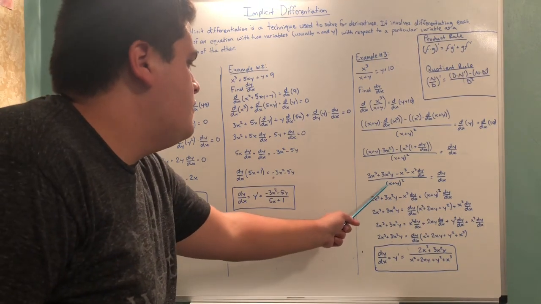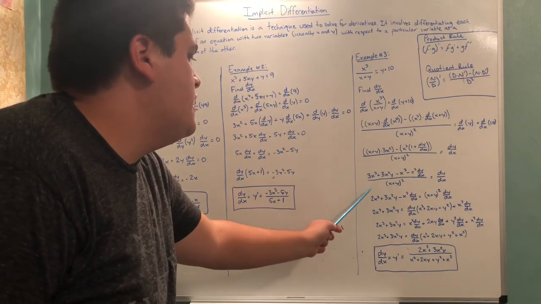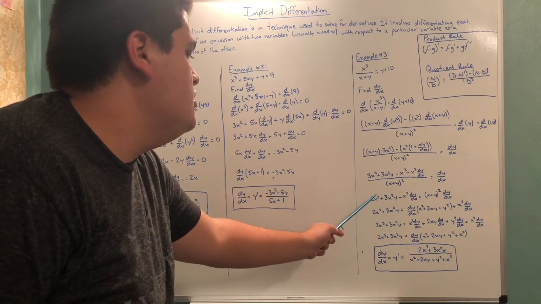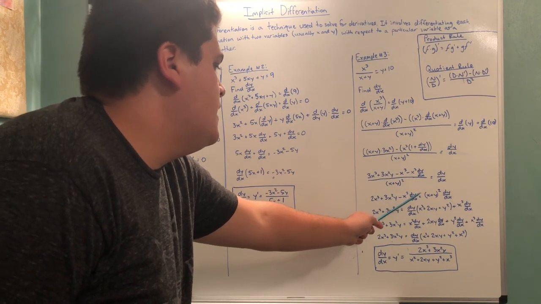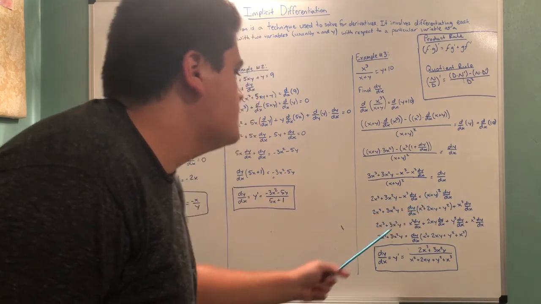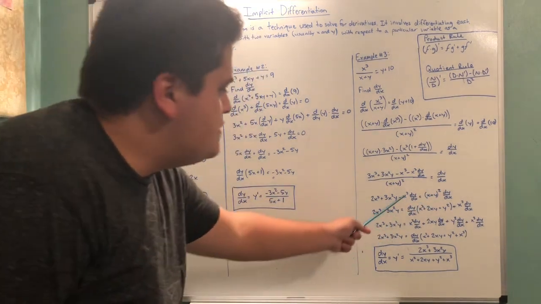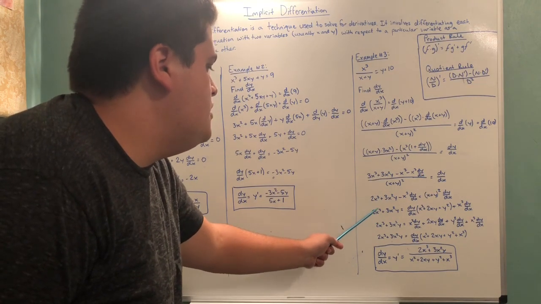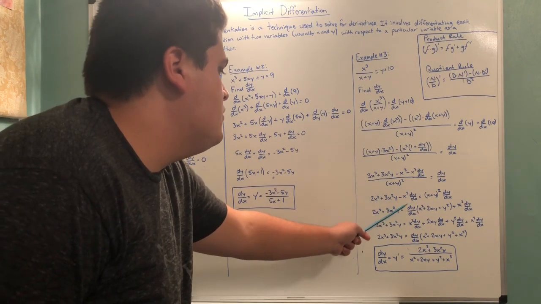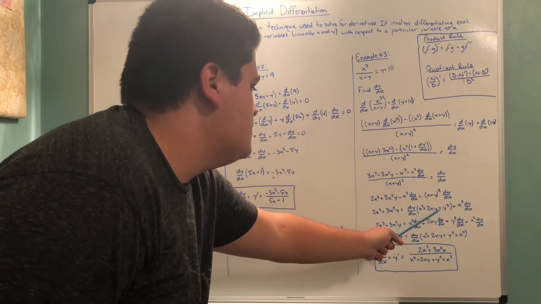After multiplying each side by (x plus y) squared, we get 2x cubed plus 3x squared y minus x cubed dy/dx is equal to (x plus y) squared times dy/dx. Now we still need to bring this dy/dx over here. So doing this, we have 2x cubed plus 3x squared y is equal to dy/dx times (x squared plus 2xy plus y squared).